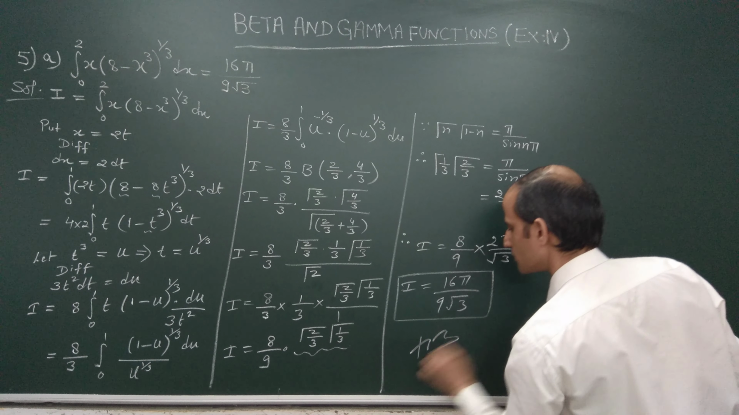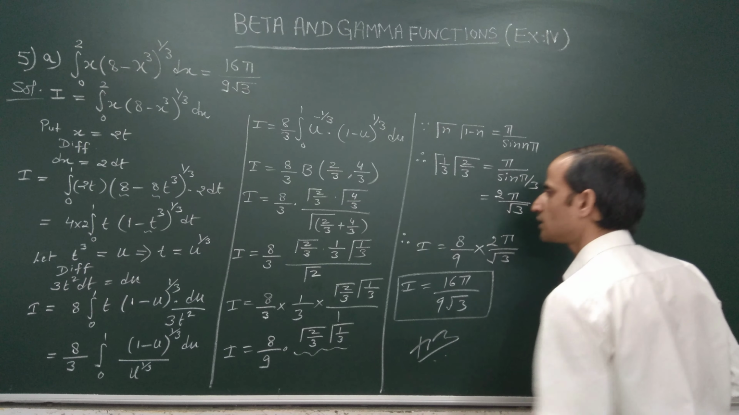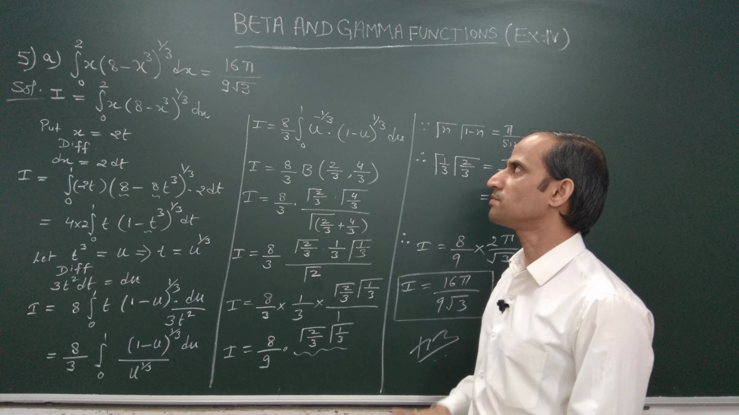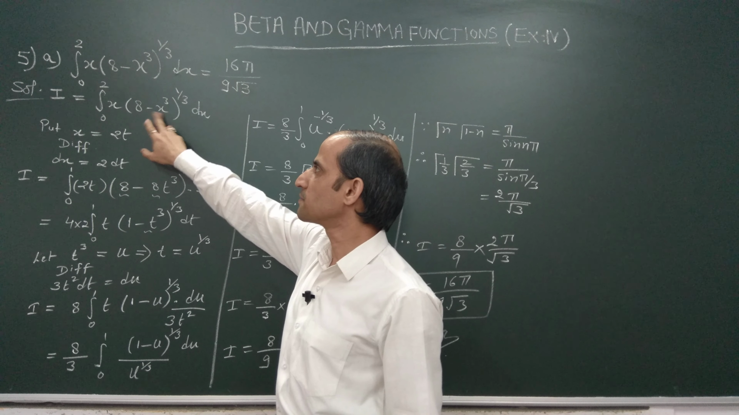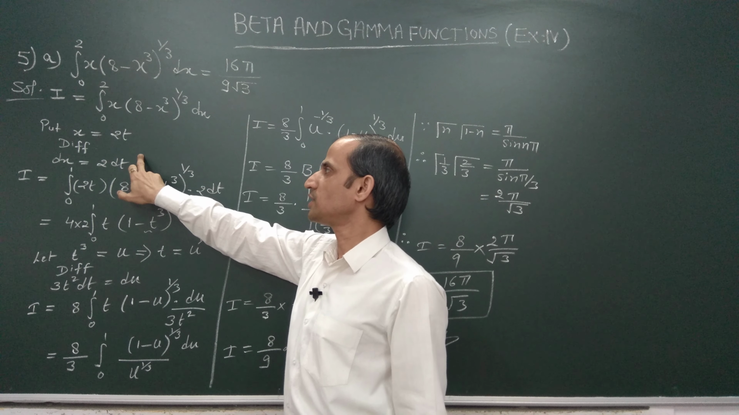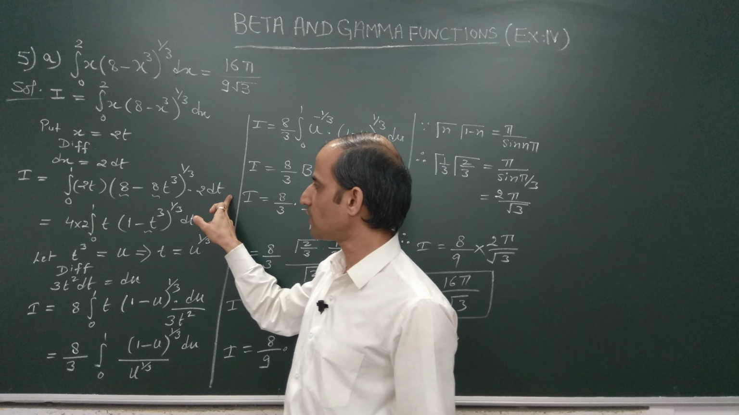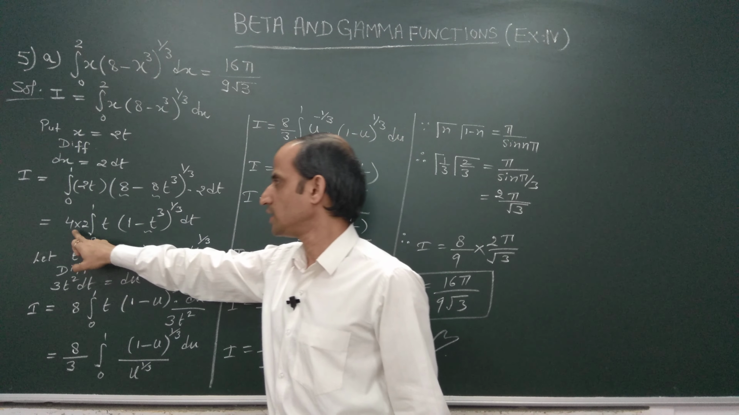Hence the proof. Clear? We have to prove this improper integral equal to 16 pi upon 9 root 3. First we substitute x by 2t, differentiating dx is equal to 2 dt. On simplification we get 8t into (1 minus t cube) whole power 1/3 dt. Again replacing t cube by u, differentiating we get this expression, and on simplification we get this expression.